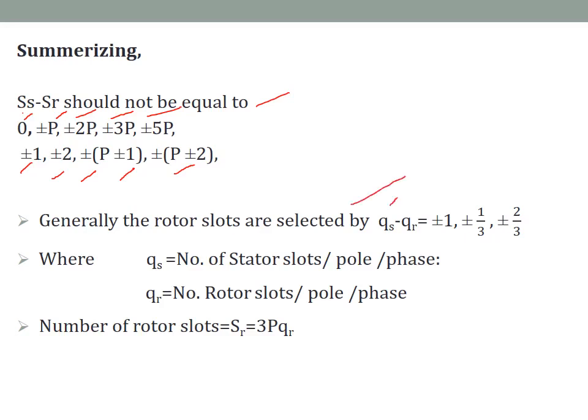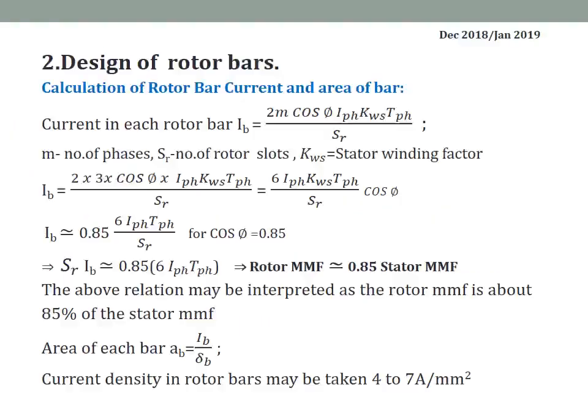QS minus QR should be equal to plus or minus 1, or plus or minus 1/3, or plus or minus 2/3, where QS is the number of stator slots per pole per phase, and QR is the number of rotor slots per pole per phase. Therefore, the total number of rotor slots SR is equal to QR times the number of poles times the number of phases.